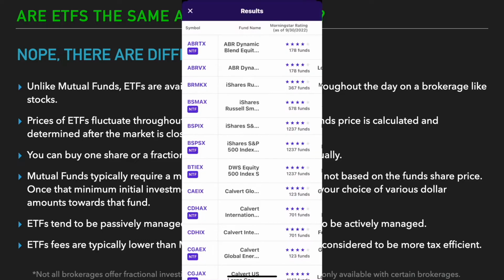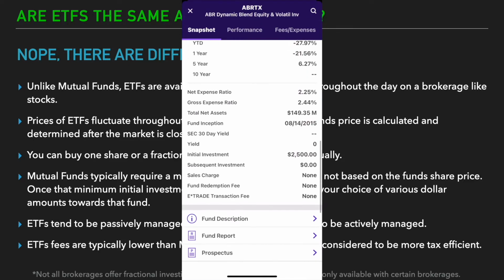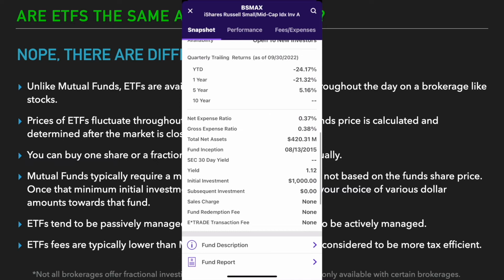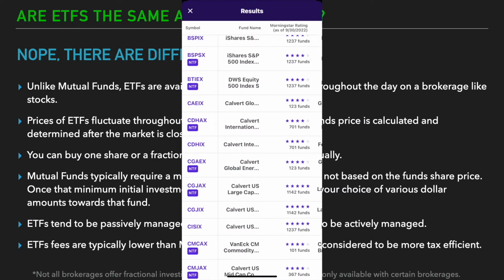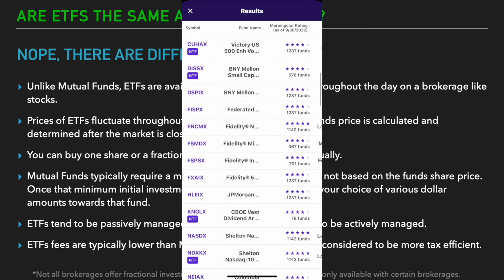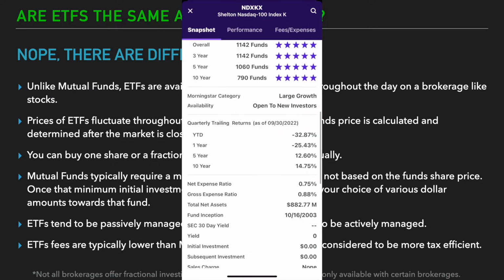And another major difference, you can buy one share or fraction of an ETF initially and continually. With mutual funds, they typically require a minimal initial investment that's not based on the fund's share price. Once that minimal investment is met, you can then invest your choice of various dollar amounts towards that fund. So that minimal initial investment for mutual funds, it ranges. It could be a couple $100s. It could be thousands of dollars, $1,000, $3,000.